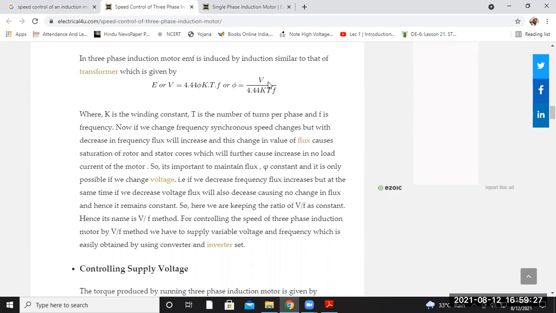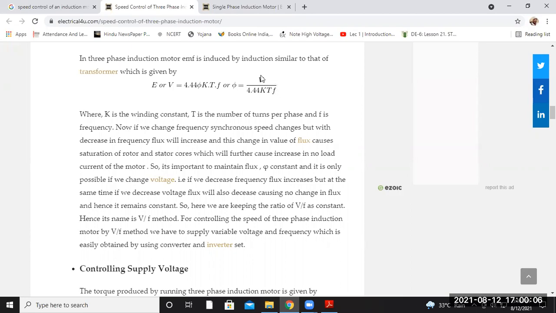As you can see on the right-hand side, the ratio is taken out as 1 upon 4 kT into V upon F. That means to maintain the value of phi constant, if you decrease the frequency, you have to increase the value of V as well, and vice versa. If you increase the frequency, you have to decrease the voltage. In that way, the flux will remain constant. Because of this ratio of voltage upon frequency, this is named the V upon F method.